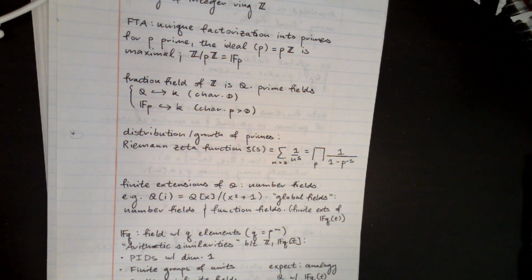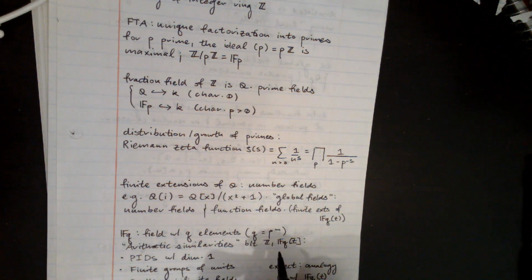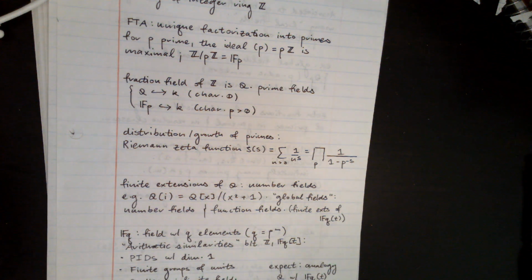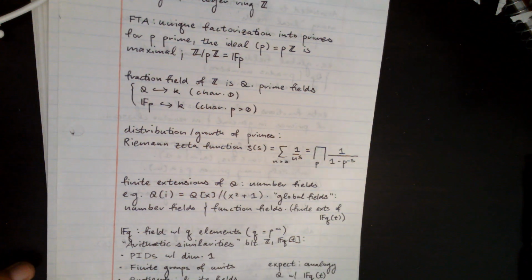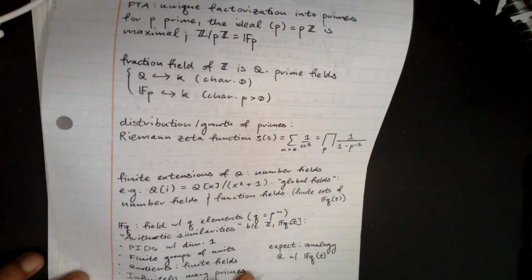Why is this a reasonable thing to do, to put number fields and function fields on a similar footing, so to speak? Well, we can trace this back in part to the arithmetic similarities between the integers and the polynomial ring over a finite field. First, let's notice they're both principal ideal domains of dimension 1.